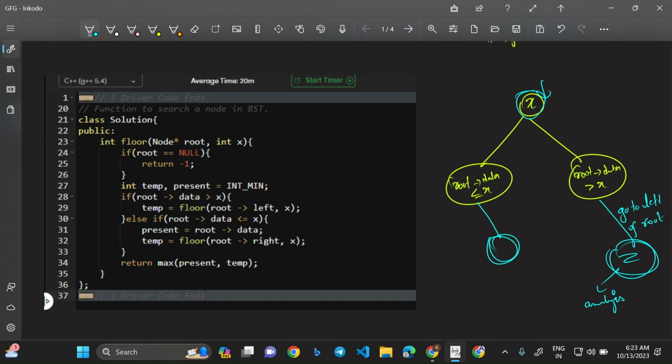Okay, then I'll be going to my right, go to the right of root and check if there is any other value in the right side of my root which is still less than or equal to X. That's what I'll try. So I'll go to the right and check if there is any value that is less than or equal to X. All right, so that is what I'll be checking.